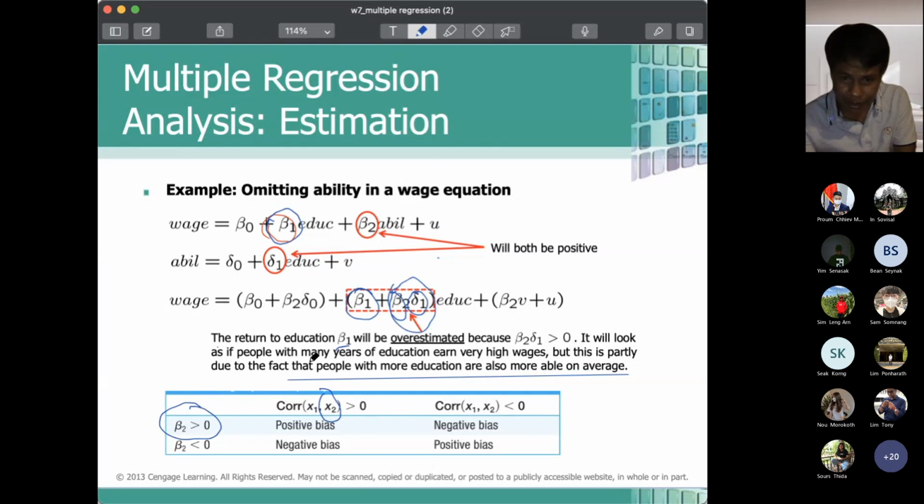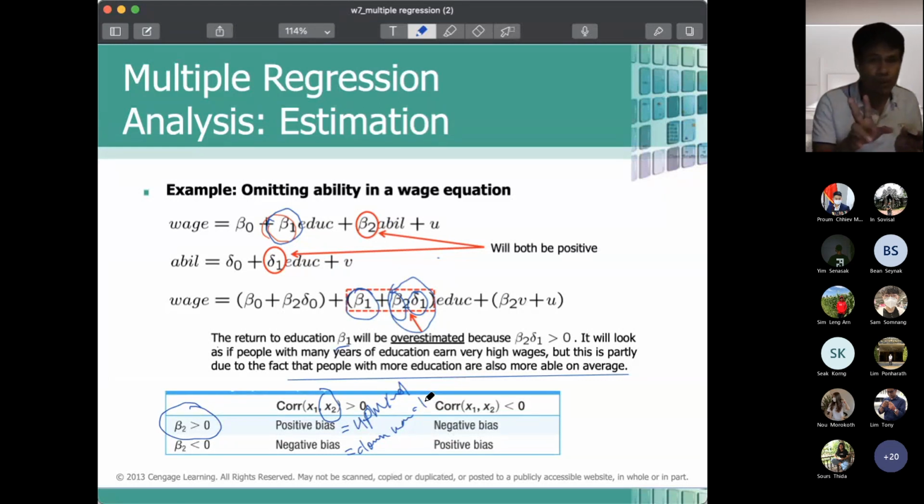Another term we use is upward bias. Positive bias, sometimes we call it upward bias, and negative bias we call downward bias. So if your model only contains two independent variables and one independent variable is omitted, you can understand the effect of omitted variable bias as long as you can anticipate the correlations.